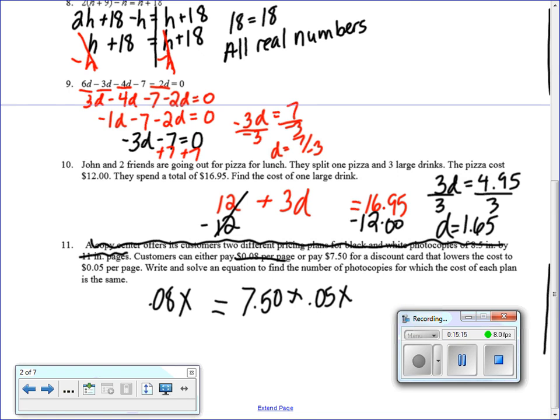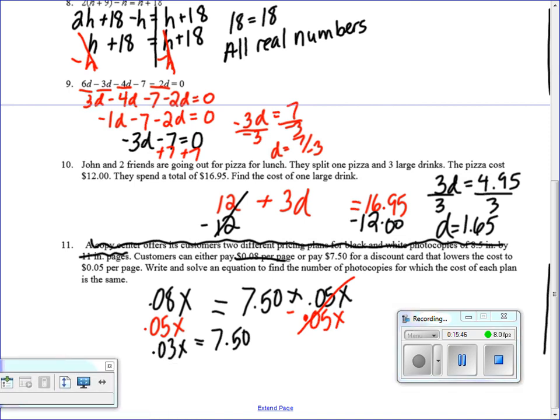We want to leave the 8 cents alone because that one's by itself already. We want to move the 5 cents. So to get rid of plus 0.05x, we're going to subtract 0.05x from both sides. That goes away, and what we're left with is 0.03x equals 7.50. Then we're going to divide both sides by the coefficient of 0.03. When we do that, you end up with x equaling 250 copies.